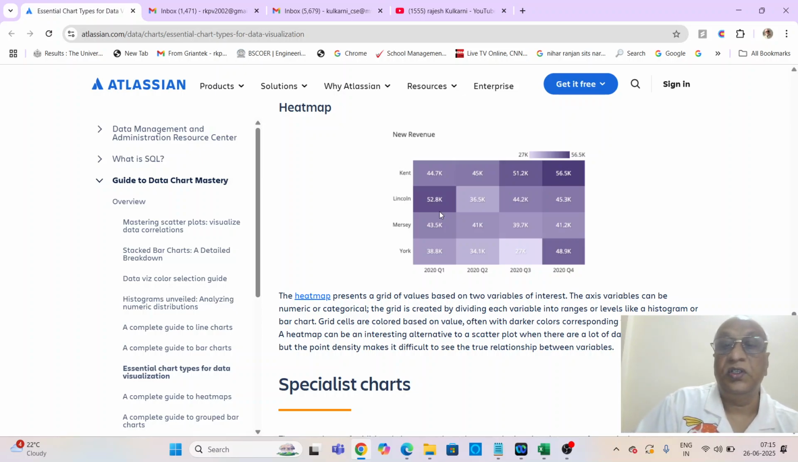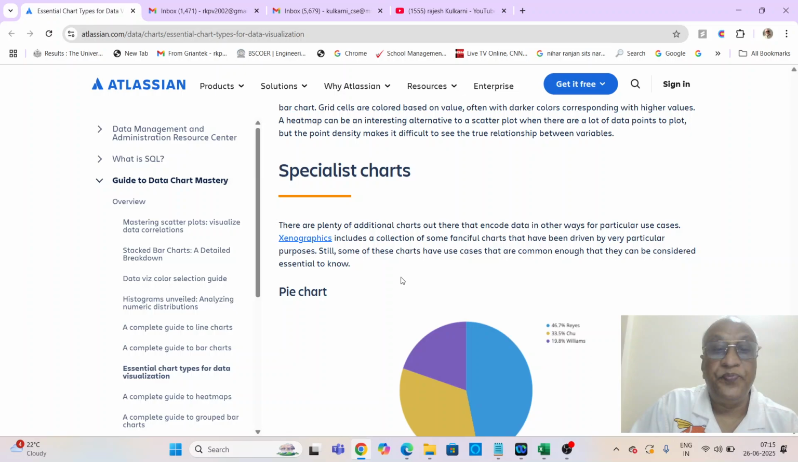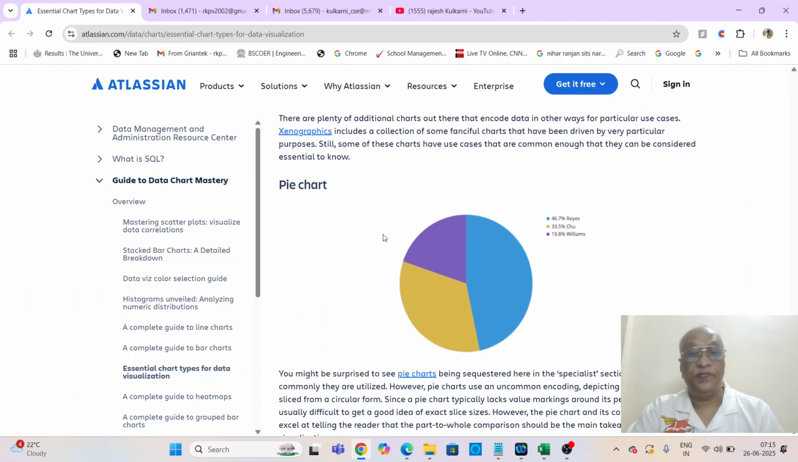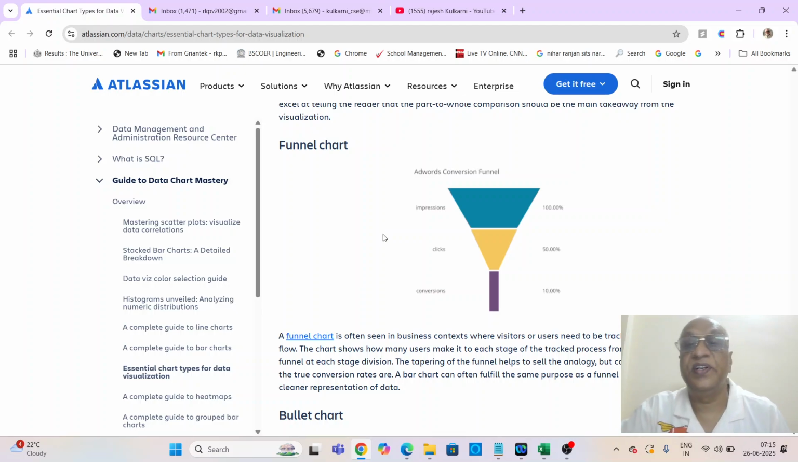Okay. So this is the pie chart. This is a funnel chart, very interesting, right? You can see here, you are seeing this funnel.